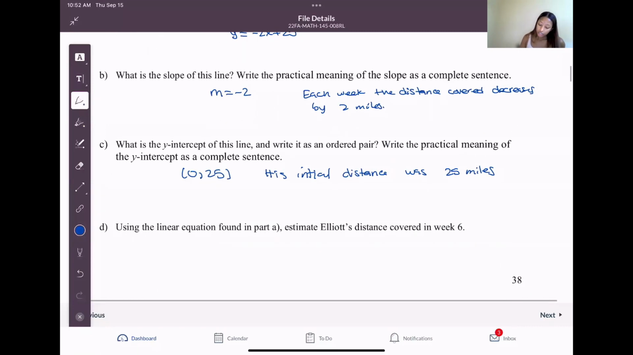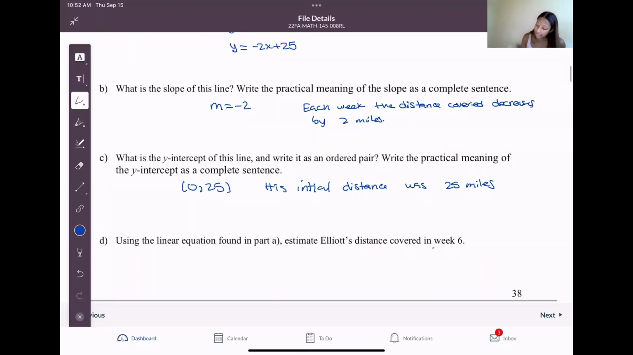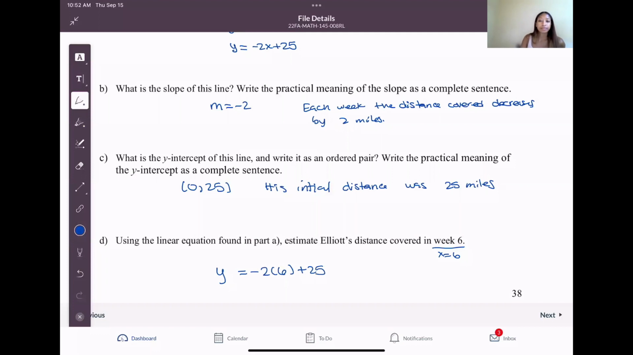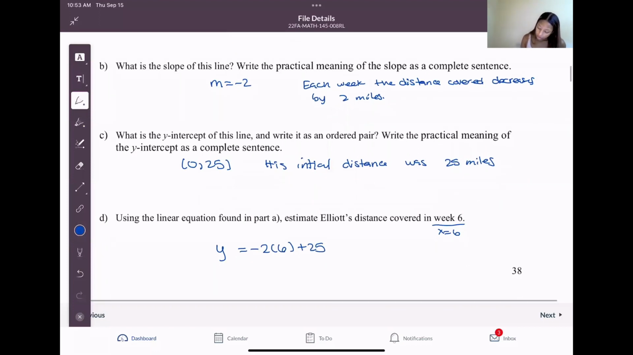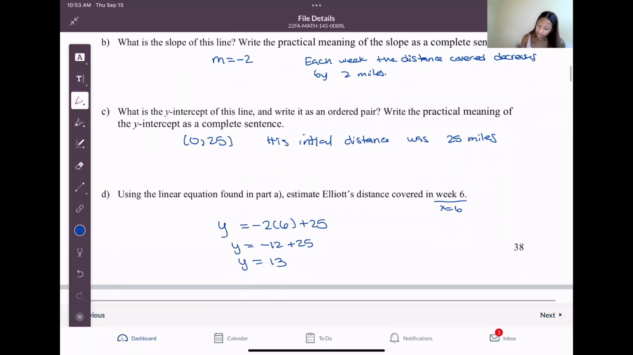All right, and then part D, use the linear equation found in part A to estimate Elliot's distance covered in week 6. So remember, our input represents the number of weeks. So week 6 is telling us that we want x to be equal to 6, and we want to figure out what the distance is, what y would be. So that's y equals negative 2 times 6 plus 25. All right, so y equals negative 12 plus 25. That gives us 13.